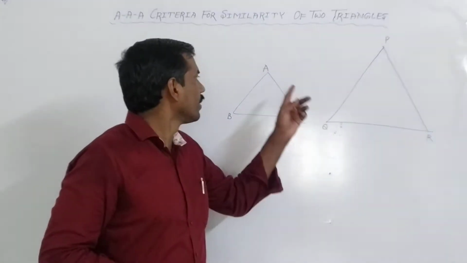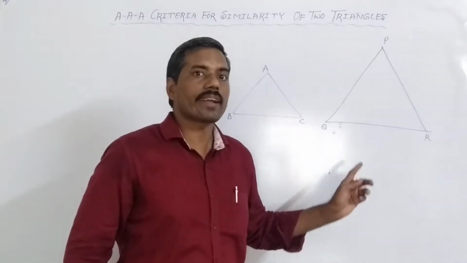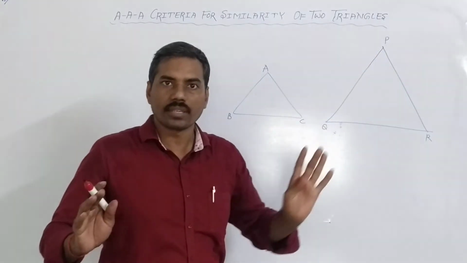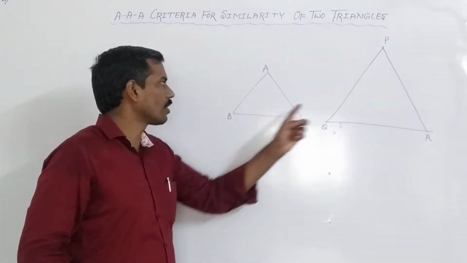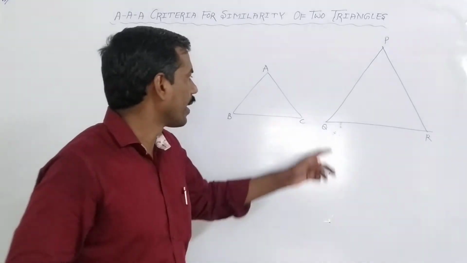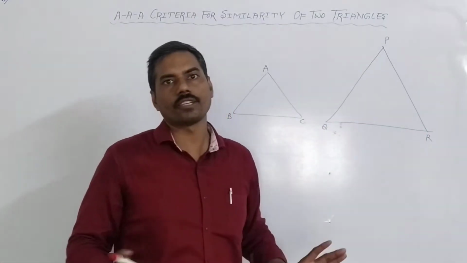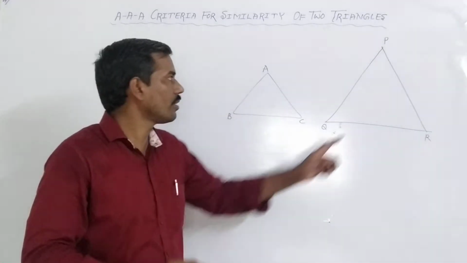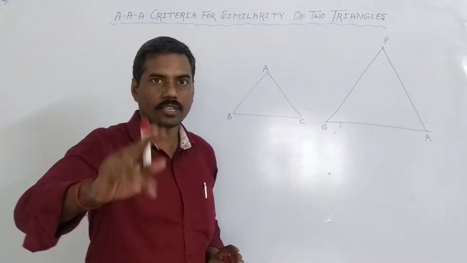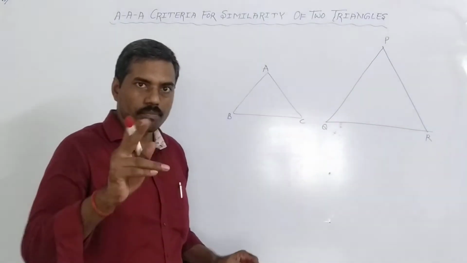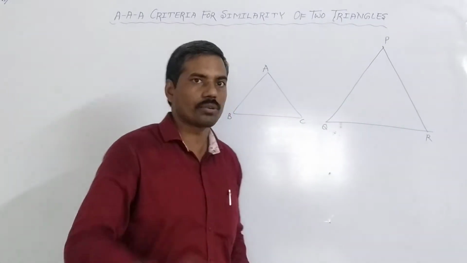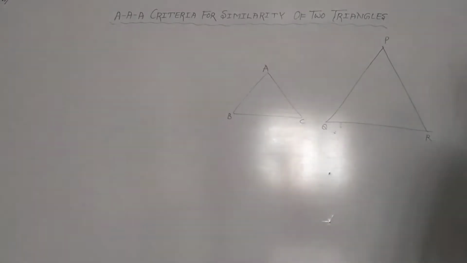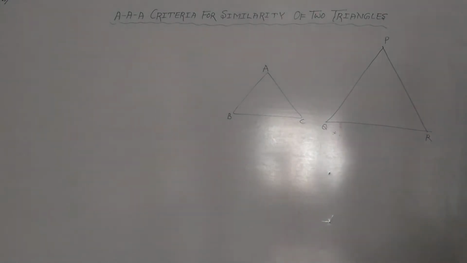In triangle ABC and triangle PQR, corresponding angles are given: angle A is equal to angle P, angle B is equal to angle Q, angle C is equal to angle R. We have to prove side AB upon side PQ is equal to side BC upon side QR is equal to side AC upon side PR. Okay, this is the second condition.